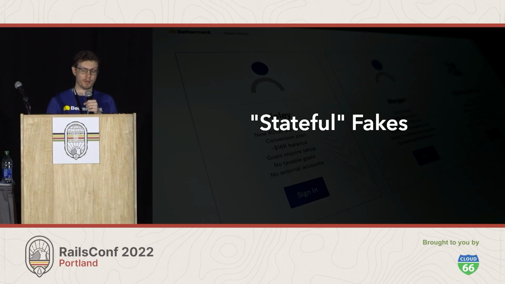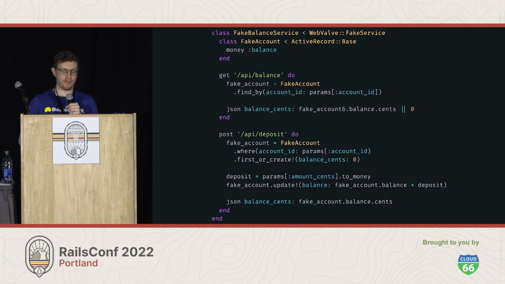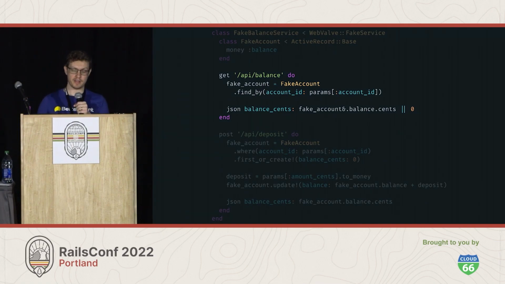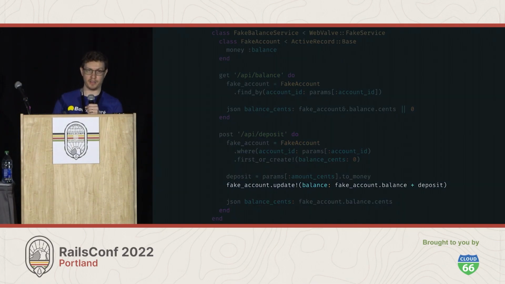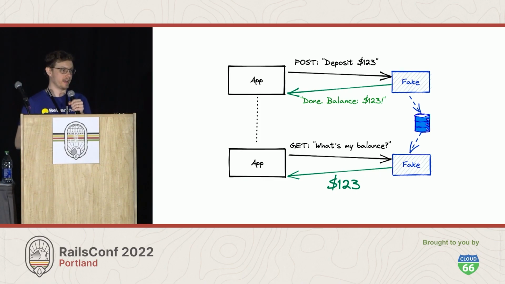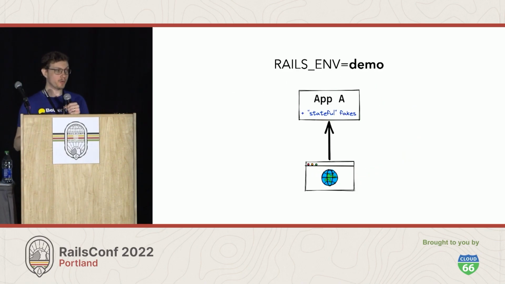And so this is where we came up with the idea of stateful fakes. A stateful fake is a WebValve fake that can remember things. It gets its own database tables and Active Record models, and it can read from those tables during GET requests, and during POST requests, it can actually update those tables. And so now it can remember things. And so you could deposit $123 into an account, and then see it actually reflected in the balance of that account. And so we'd done it.